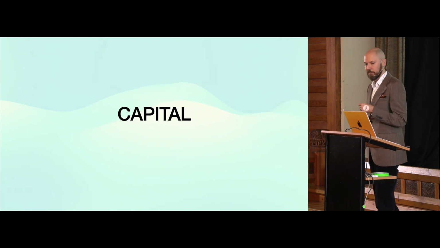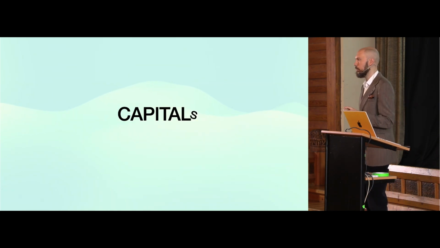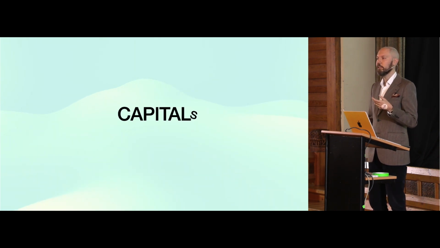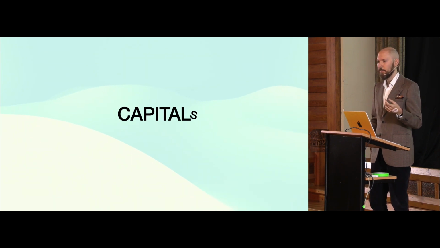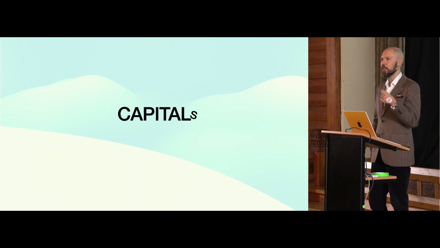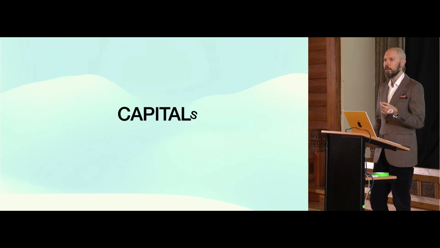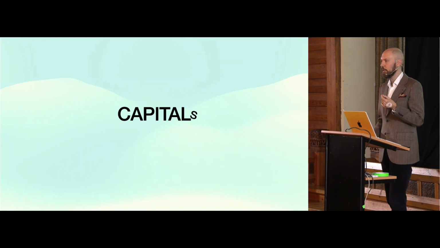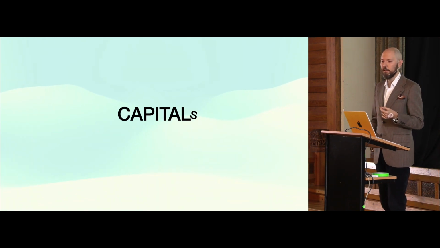We'll start with capital, or capitals, as Bourdieu has it. We are no longer interested just about the means of production, like Marx. But instead, Bourdieu realized that there are other things that are important to people, that can be had and used by people. He separated three main types of capital.